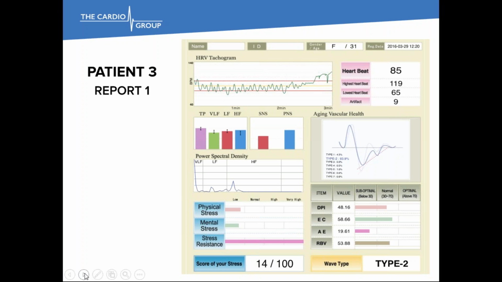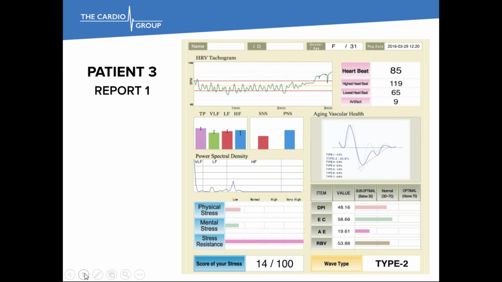The DPI, I don't really put much weight on. I really am dissecting out the eccentric contraction and elasticity. And the residual blood volume is going to fall sort of where it may, and that's going to be secondary to the degree of elasticity and eccentric contraction that there is in our estimation.